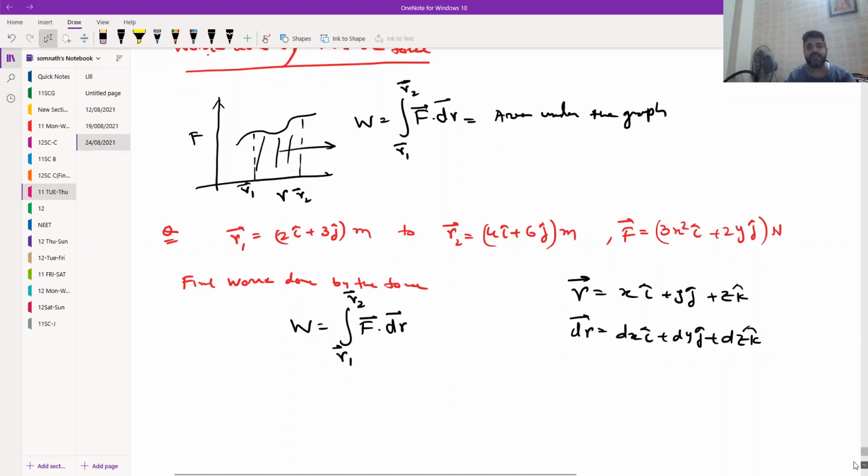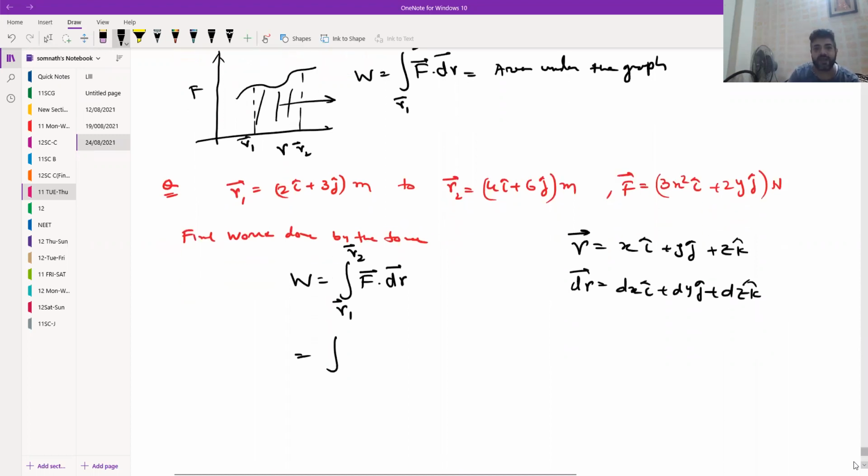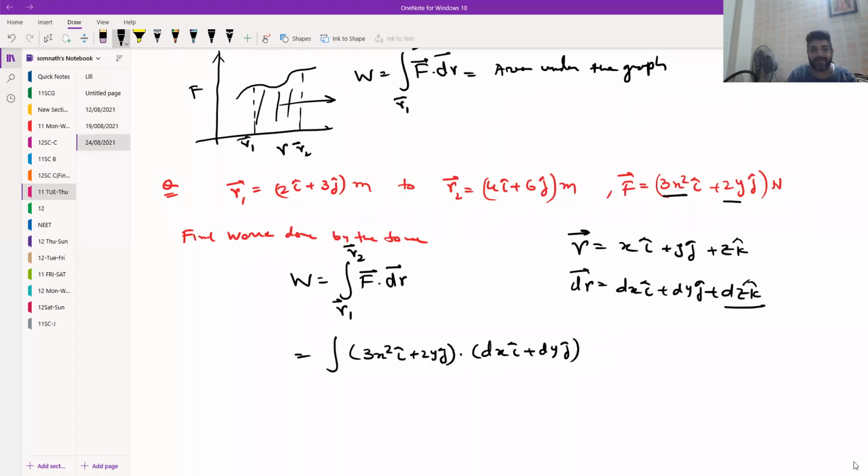Okay, see this, I'm just giving here two variables. So I can write 3x square i, 2y j dot, as I have two variables, dxi, dyj. I don't need dzk because it is not there. If you put it also, then also it is zero. My coordinates are x coordinate, y coordinate: initial 2 comma 3, final 4 comma 6. So we have 3x square dx plus 2y dy.